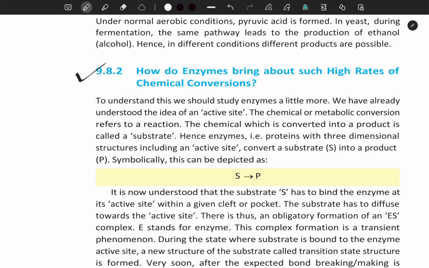Symbolically, this can be depicted as S gives P. It is now understood that the substrate S has to bind the enzyme at its active site within a given cleft or pocket. The substrate has to diffuse towards the active site. There is thus an obligatory formation of an ES complex. E stands for enzyme. This complex formation is a transient phenomenon.